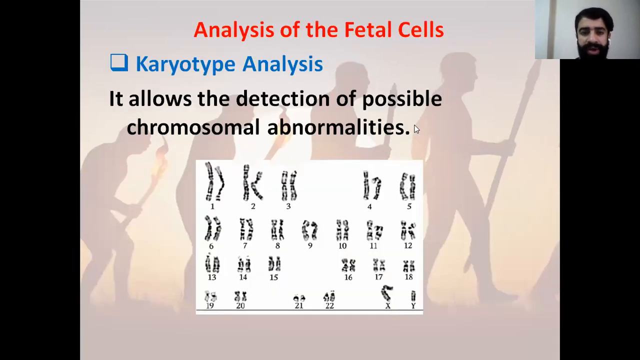So here are the methods. Analysis of the fetal cells. Analysis, we have karyotype analysis. Karyotype analysis, this will allow the detection of abnormalities of the chromosomes. So we have a possible chromosomal abnormality. It can be detected using the karyotype.